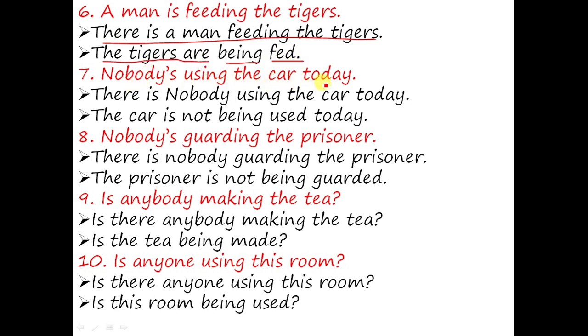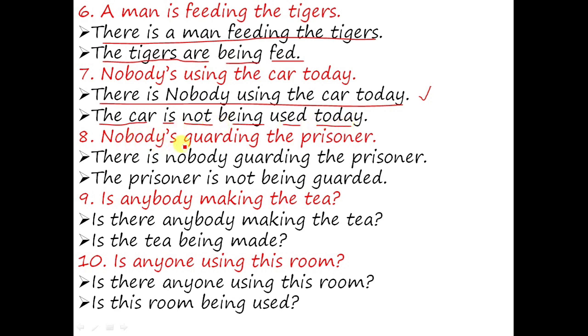Nobody is using the car today. So see, there is nobody using the car today, or you can also compose using the negative marker not. There is not, but here you have to use anybody instead of nobody because you have already used not. So there is not anybody using the car today. There is not anyone using the car today. And passive, object first, the car is not being used today.